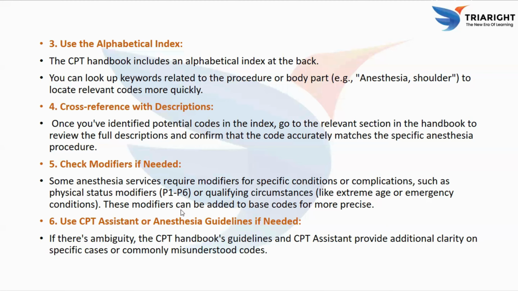So the sixth step is you have to use CPT Assistant or anesthesia guidelines if needed. What does it mean? When you are unsure, you have to use official CPT guidance. Why does it matter? Because some anesthesia cases are confusing or uncommon. CPT Assistant gives real world explanations as well as examples. And what these resources clarify: which anesthesia code to choose, when modifiers apply, how to report unusual or combined procedures. CPT Assistant is often used in audits and exams as a reference.